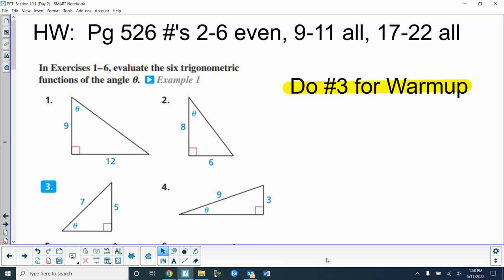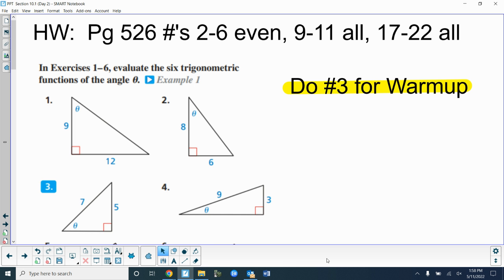Number 17, x equals 4.5. 18, x equals 3. 19, x equals 6. 20, x equals 13 over 2. 21, x equals 8. And 22, x equals 7. Hopefully you did well on those.